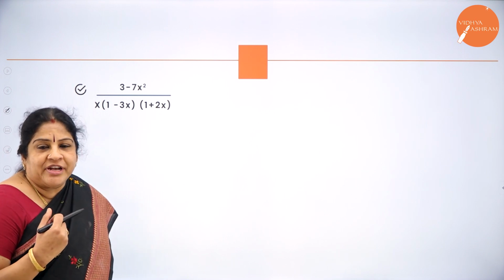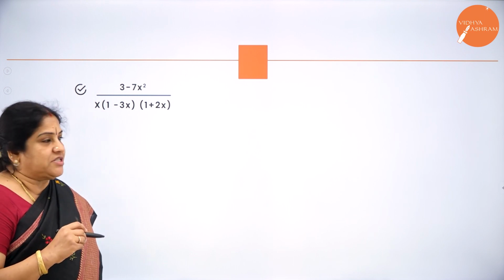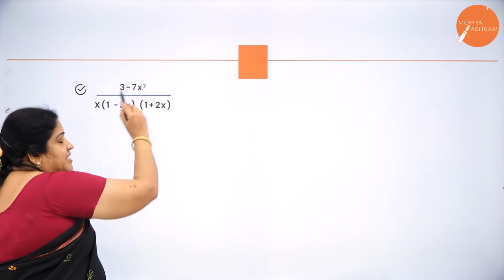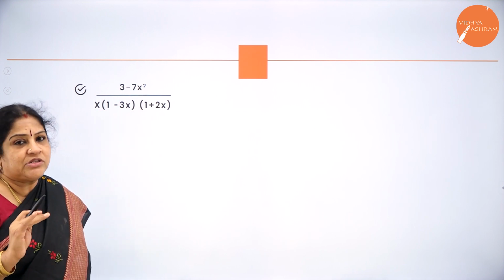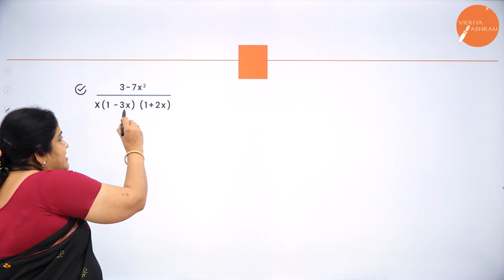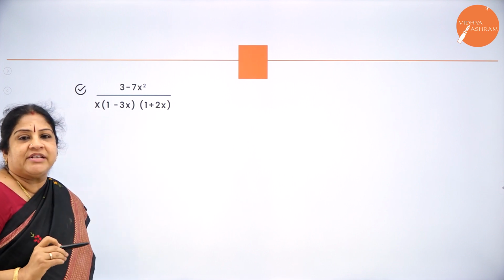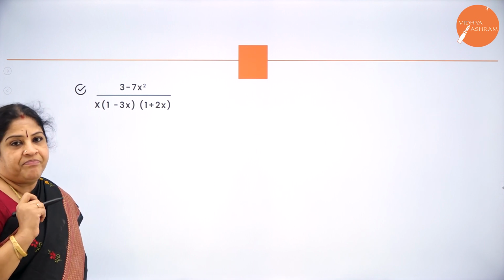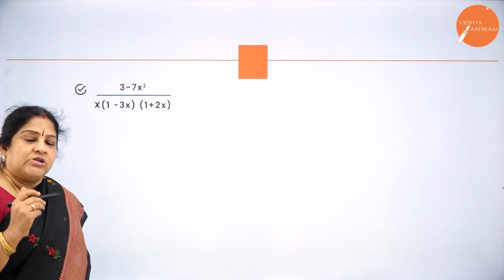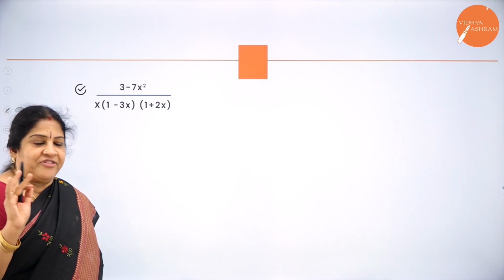Now, the next one, what we need to check, whether it is ready for being resolved into partial fractions. What is the degree of the numerator? Degree of the numerator, power of x, is 2. Now what is the degree of denominator? x, there is a minus 3x and there is a plus 2x. So the highest power of x in the denominator will be 3. So the degree of numerator is 2, degree of denominator is 3. So it is a proper fraction. It is ready for being resolved into partial fractions.